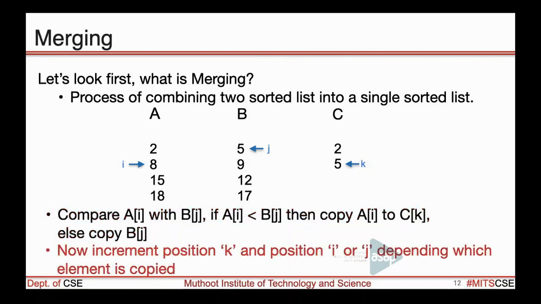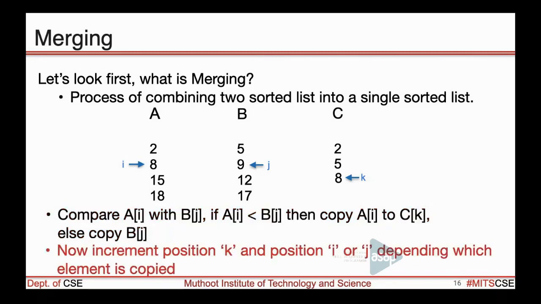Now what should I do? Now I should increment K and the position of I or J, depending on which element is copied. So the element copied is 5. So that is J. So J needs to be incremented and K needs to be incremented. Clear? Again, this process should do comparing A of I and B of J. So now 8 is smaller, so 8 goes to C.